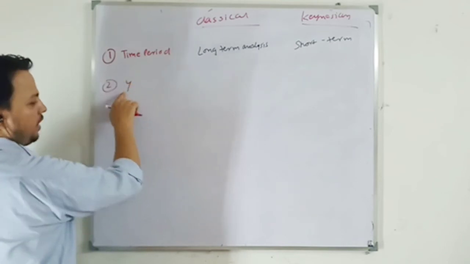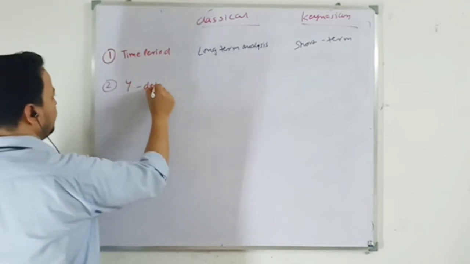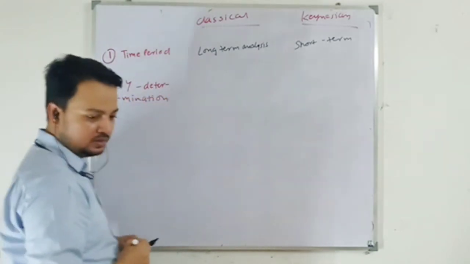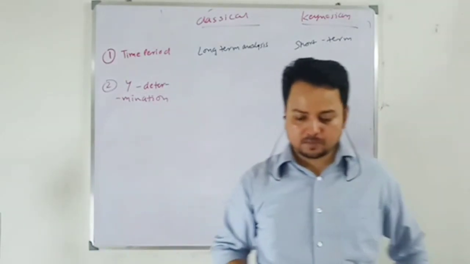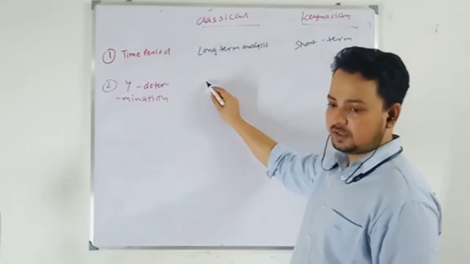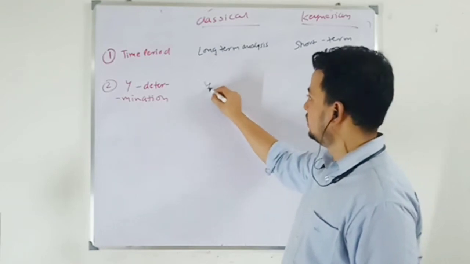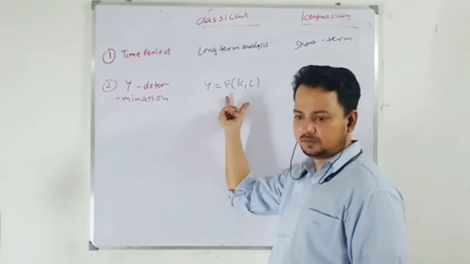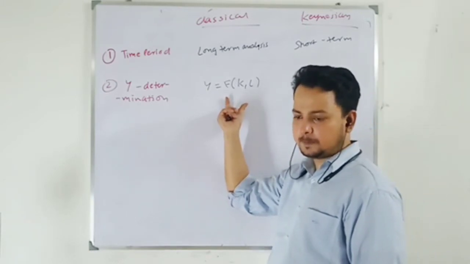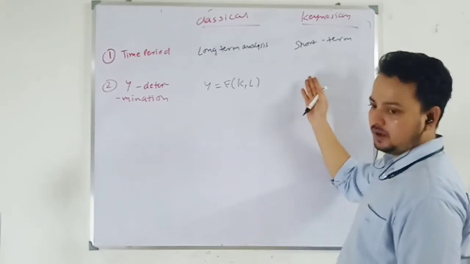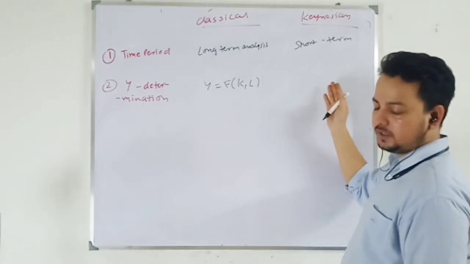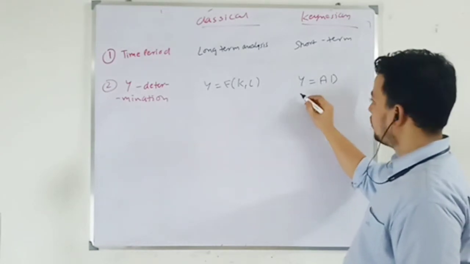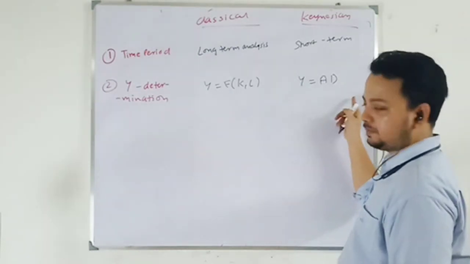Output determination, second point. You write in full: output determination. Okay, so in the classical case, write down, output is determined from the supply side. If you remember this equation, we start from this equation, right? Yes or no? Okay. In the Keynesian case, output is determined from the demand side. So if you remember, we write this thing. Output is determined from demand side. This is C plus I plus G, whatever you want to write.